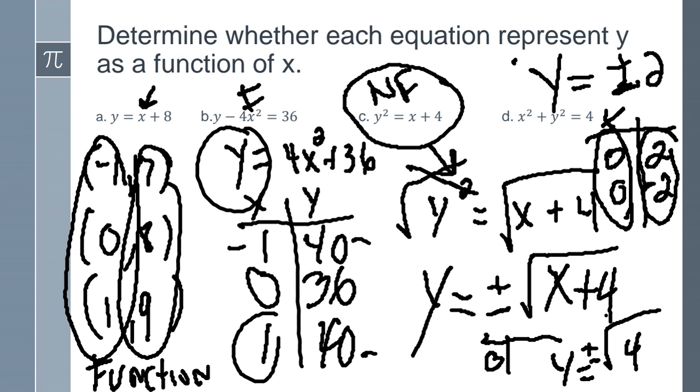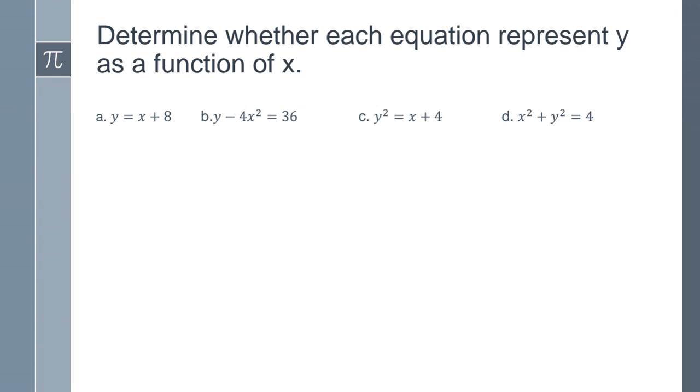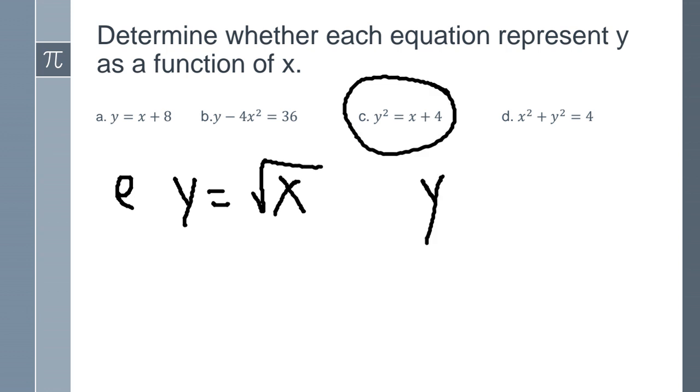Yes. All right. So for a shortcut, if people like shortcuts, anytime that you, oh, so let me give you, let's add a letter E here before I do letter D, just really quick. So let's say I have letter E, and the question is y equals square root of x. And I want to know if this is a function, okay? And then if you think about what we did here, we ended up with plus or minus the square root of x plus 4 for this one.